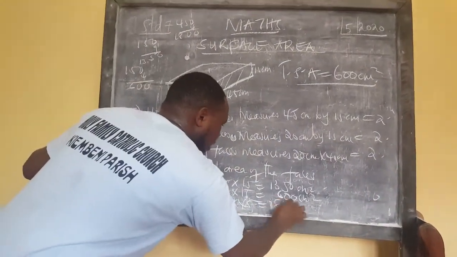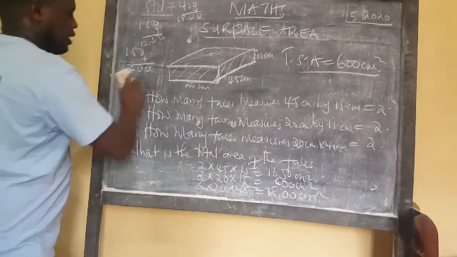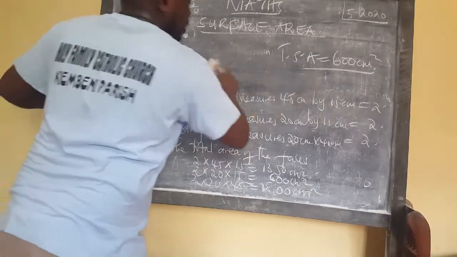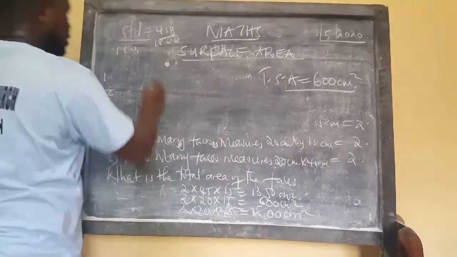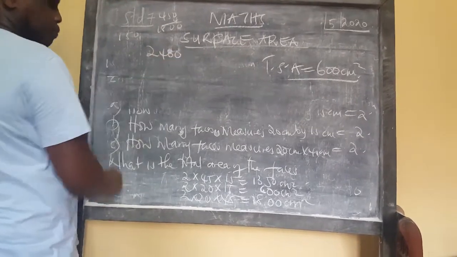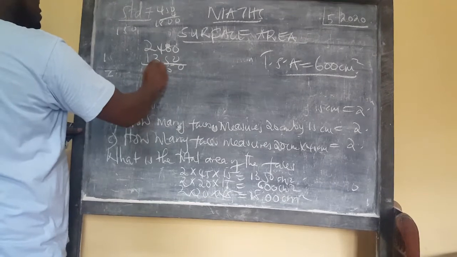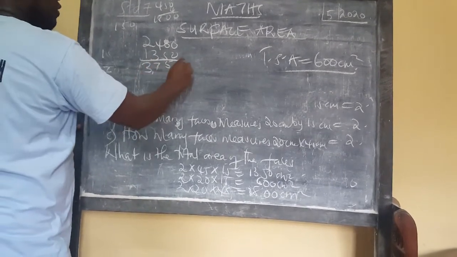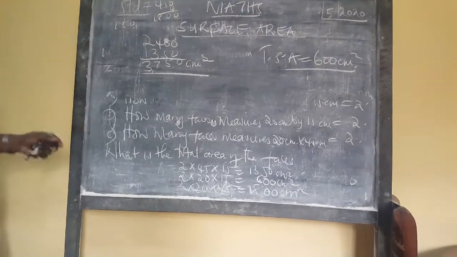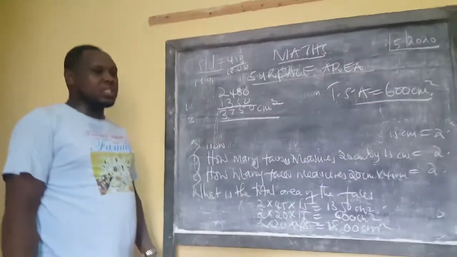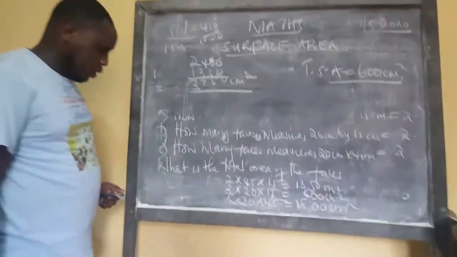And so we are going to add that, in centimeters squared. After adding that, this is 2400 plus 1350, which gives 3750 centimeters squared. That will be the total area of that cuboid, which is closed. So that is how we're going to get that.